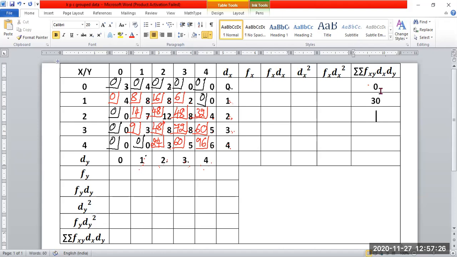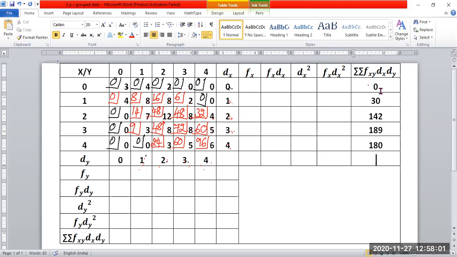30. Next, 14 plus 48 plus 48 plus 32, that is 142. Next one, 9 plus 48 plus 72 plus 60 is 189. The next one, 24 plus 60 plus 96, that is 180.